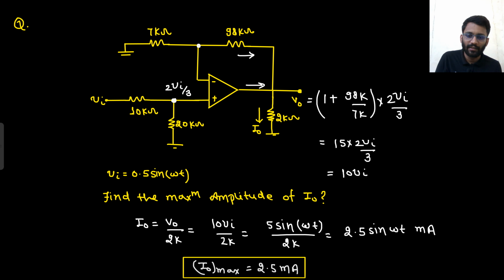How will you find this current? What will be this node? This node will be 2 V in by 3. What is this node? This node is 10 V in. So now you can find the current in this direction. Let's call this current X and this current Y. Then X plus Y is equal to I naught. So from there you can find the value of Y because you have the value of X current.